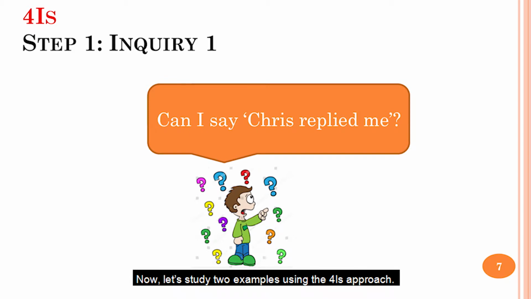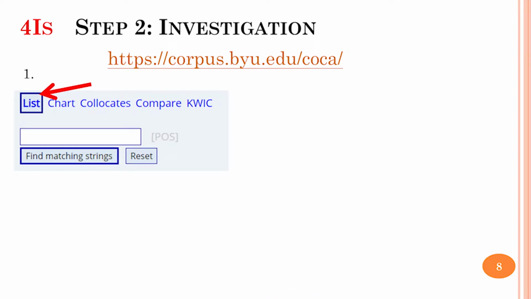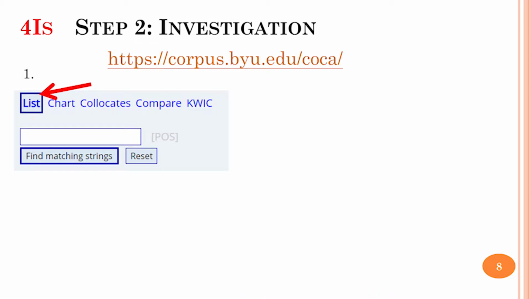Now, let's study 2 examples using the 4 I's approach. Many people use reply as a transitive verb, saying, for example, Chris replied me. Is this correct? We can begin with this inquiry. If you conduct a corpus investigation using COCA, the Corpus of Contemporary American English, you can find this on the web page. Choose Lists and enter Reply. Then, it will illustrate to you how reply is used in COCA.